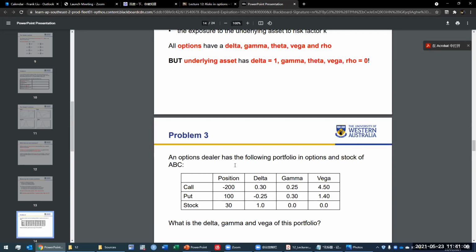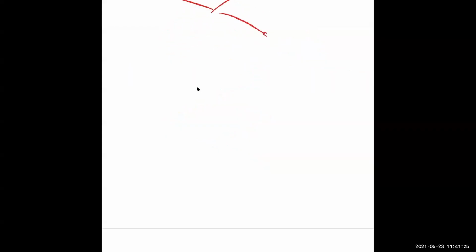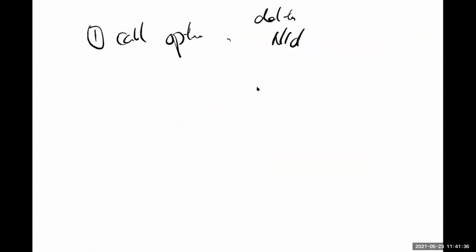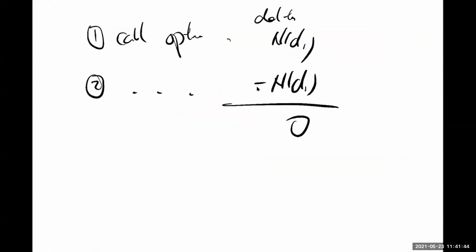Call delta is N(d1). One stock. What's the delta of one stock? Just one. That's right. So utilizing a call option and a stock, if I have a call option, the delta is N(d1). I have to do something else such that the delta is minus N(d1), so that my delta is 0. That's what this is about.